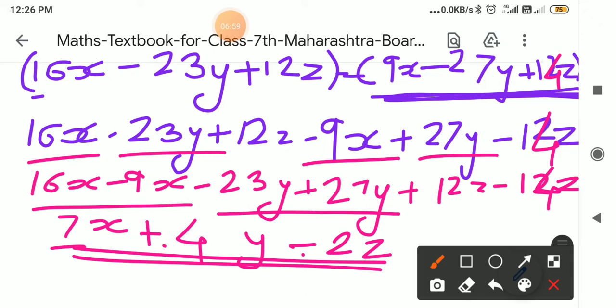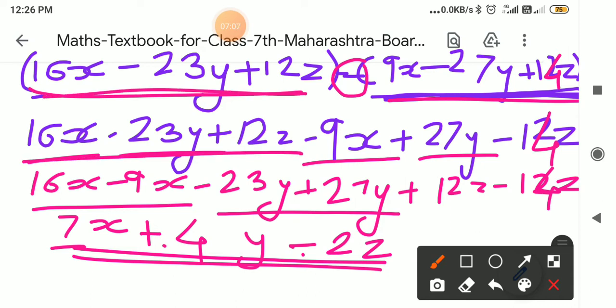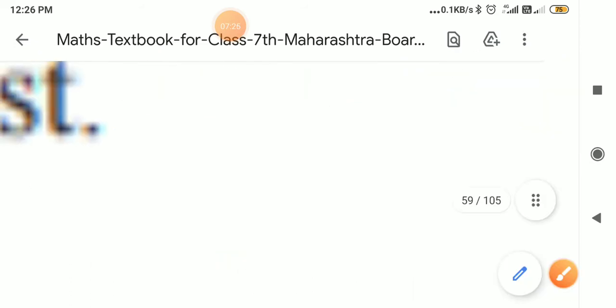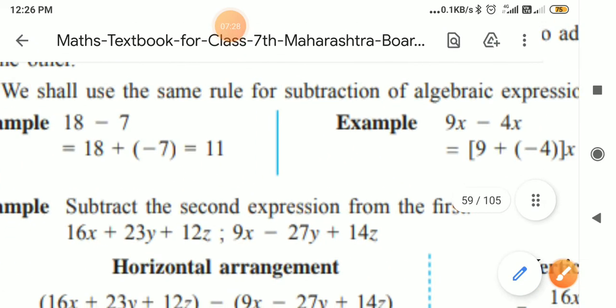So here what we had done: first we gave the brackets, and in between the brackets a negative sign is there. The first bracket we write as it is, and by removing the bracket, the second bracket's signs will change. So 9x will be minus 9x, minus 27 will be plus 27, and 14 is positive, it will be negative. Then we have to take like terms together and subtract the like terms. So 7x plus 4y minus 12z is its answer.